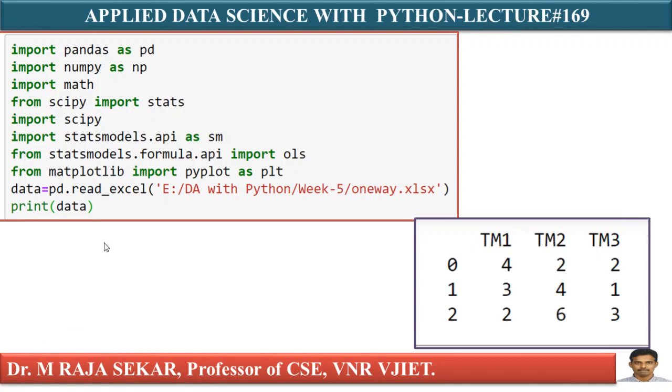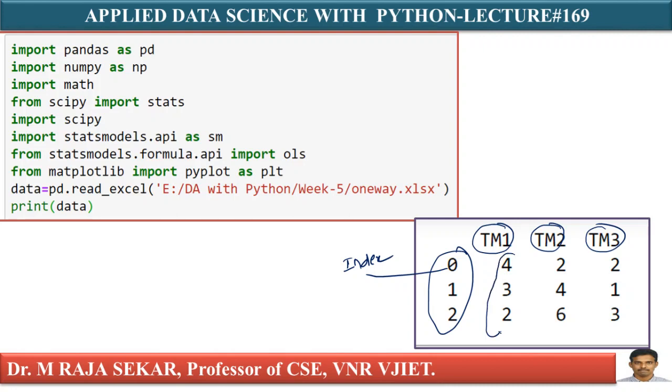Which file? oneway.xlsx. What is this? This one is 0, 1, 2. This 0, 1, 2 is our index, isn't it? What are the column names? TM1, that is teaching methodology 1, TM2, TM3. These are the teaching methodologies. These are the marks obtained by the students, isn't it? I already discussed this. We were saying this is Blackboard, case presentations and PPT, something like that. We discussed this particular data file.